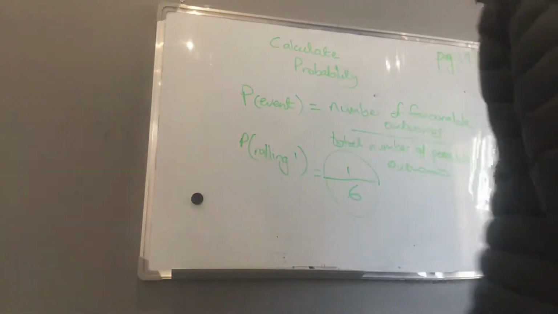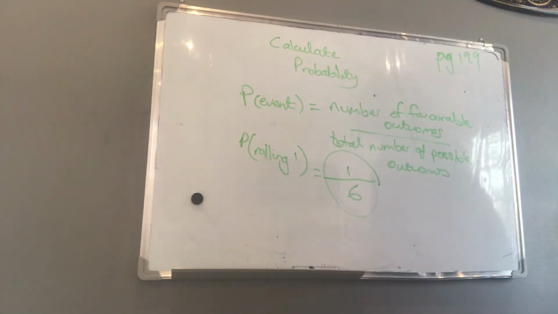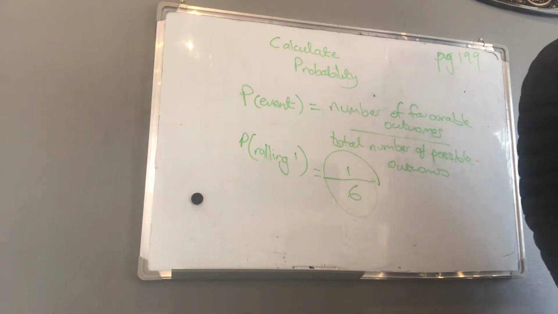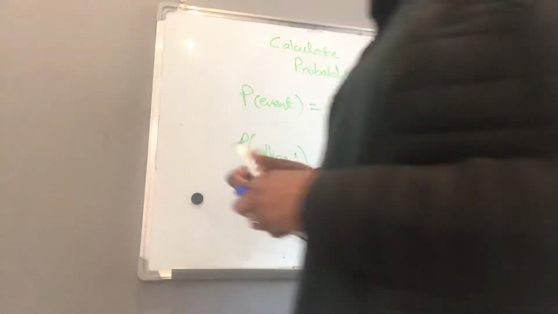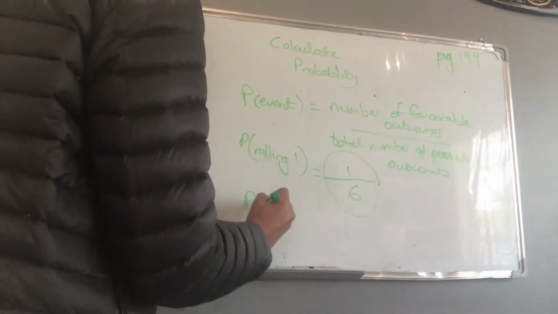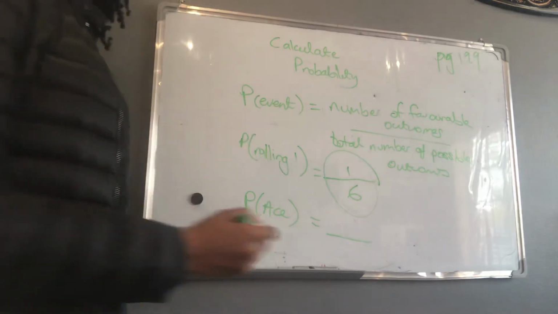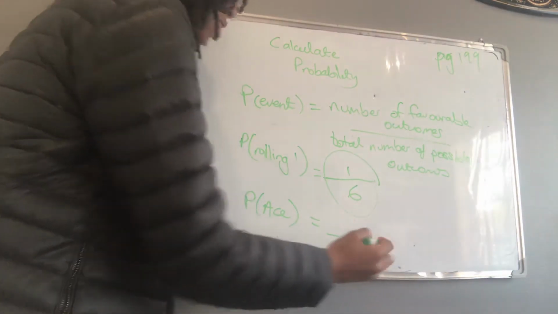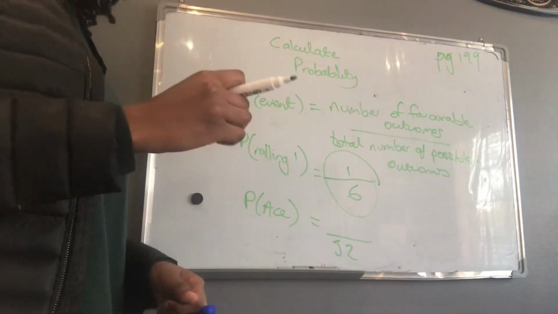So the probability of us rolling a 1 on our die is going to be equal to 1 over 6. In the book, they give an example of the probability of selecting an ace out of a standard deck of cards. So out of a standard deck of cards, we have 52 cards. So that will be the total number of possible outcomes because we can draw any one of those 52 cards.